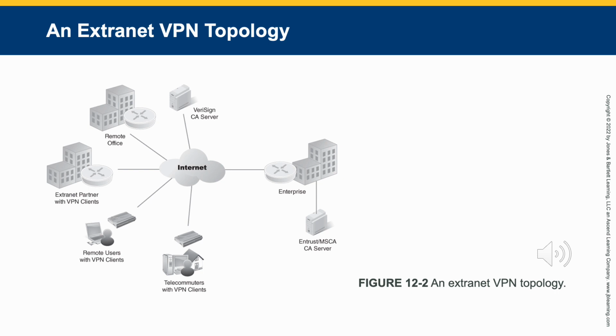An extranet VPN topology. You have a couple of remote offices. You have an extranet partner with VPN clients. So you've got a vendor or somebody that needs to come onto your corporate network. You have remote users, telecommuters, and then you have the home enterprise that's got a certificate server, and you've got the CA. VeriSign is the CA server out on the internet. And all of these work in conjunction to provide a VPN connection back to the enterprise.